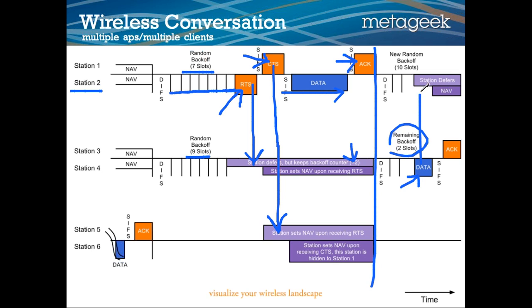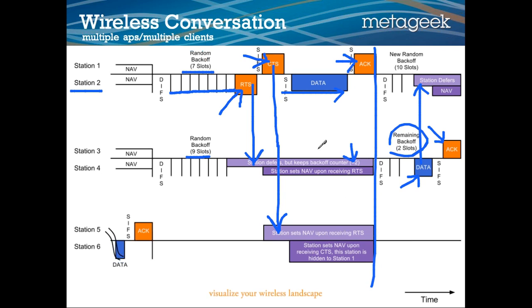And notice that when it transmits its data, notice what Station 2 does. It rolled 10 random backoff slots, so it's going to defer, and then next time around, it's only going to count to 8 before it starts transmitting. Station 3 sends an acknowledgement, and we're done.